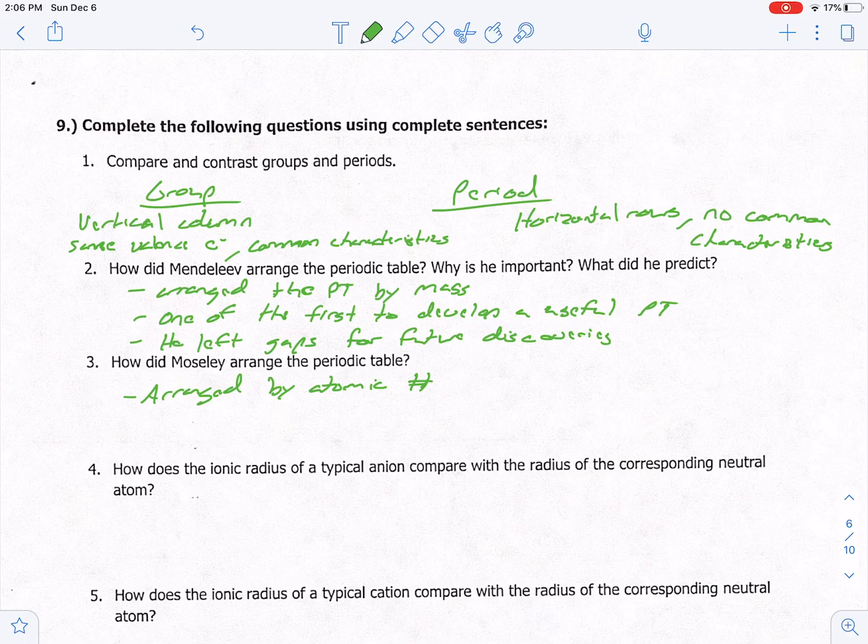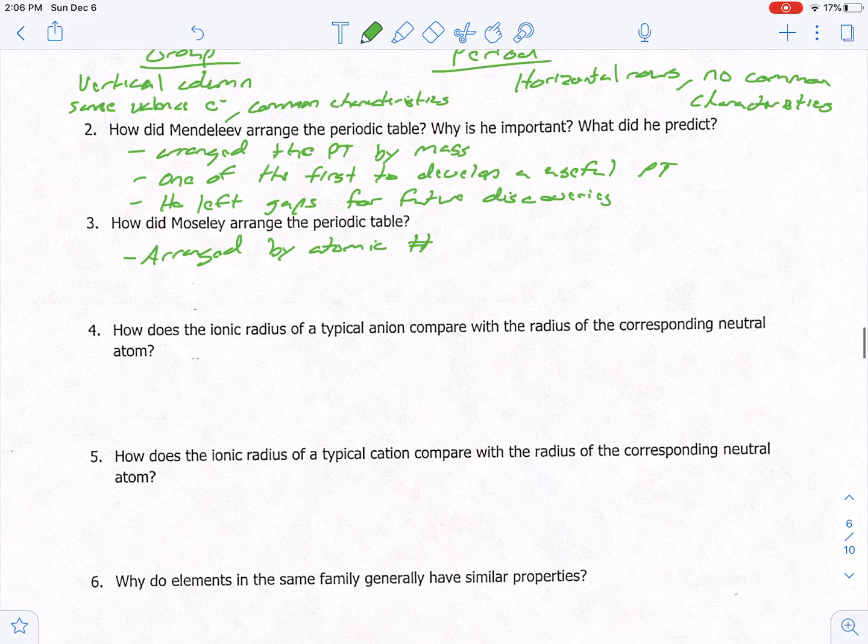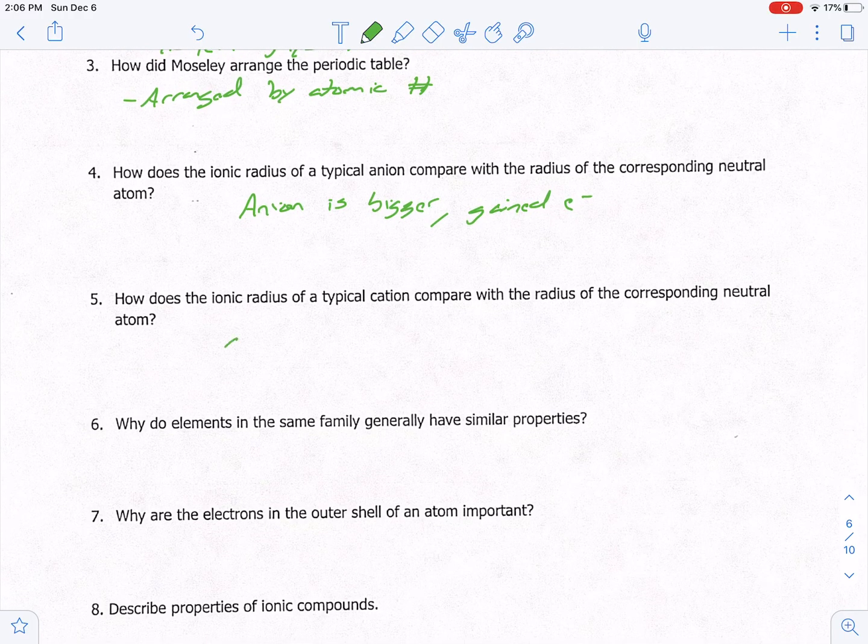Number 4. How does the ionic radius of a typical anion compare with the radius of the corresponding neutral atom? An anion is bigger, because you gained electrons. I'm doing this very rudimentary, so if you want to explain it better, you can. An anion is bigger than the neutral one because you gain electrons, so your radius is going to increase. A cation is smaller because you lost electrons. Now you have more protons than electrons, so your radius is going to get smaller.